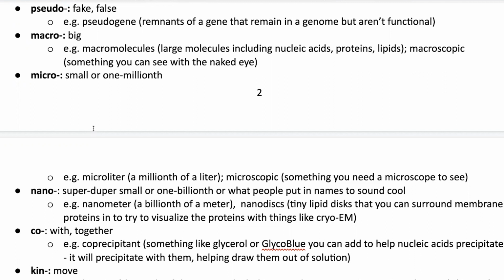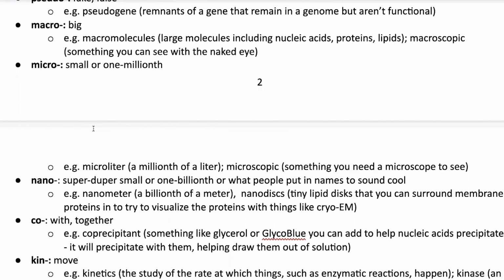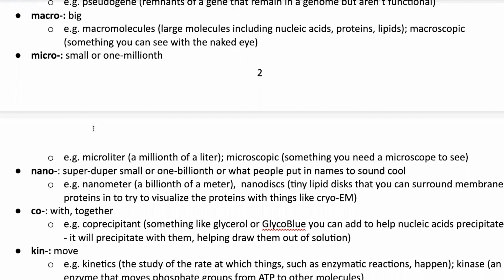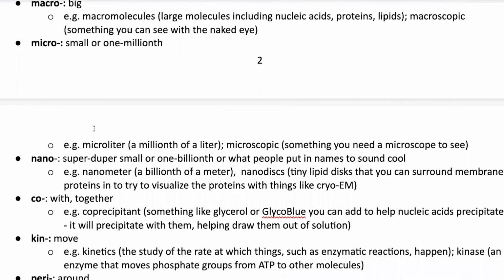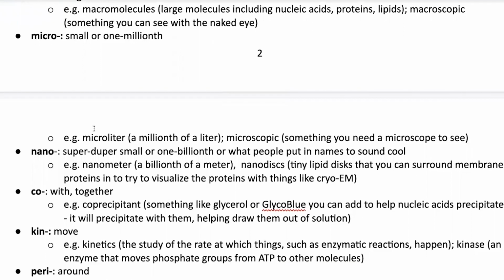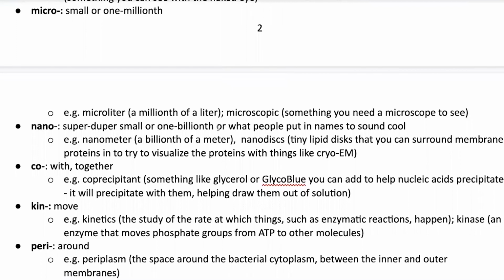Speaking of big, okay, that was a bad segue, but macro means big. So for example, macromolecules. These are large molecules, including nucleic acids, proteins, and lipids. You might see the term macroscopic, which is something that you can see with the naked eye. This is as opposed to micro, which means small, or it means 1/1,000,000th if we're going to our SI prefixes. So a microliter would be 1/1,000,000th of a liter, but you also see this outside of the term where it's not literally meaning 1/1,000,000th, but it's meaning small. So microscopic is something that you need a microscope to see.